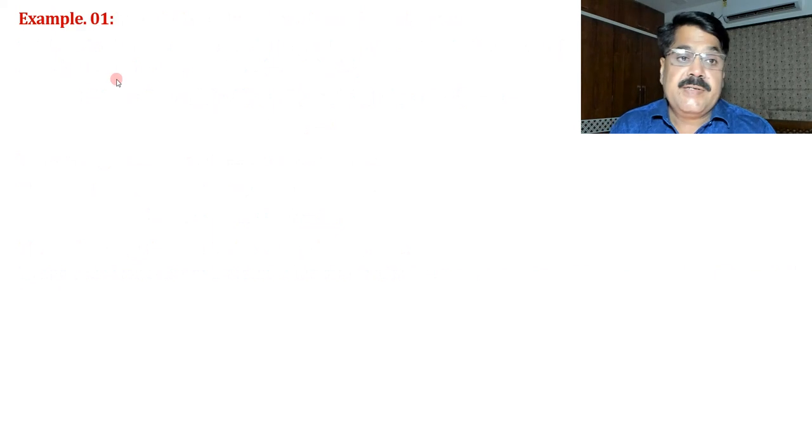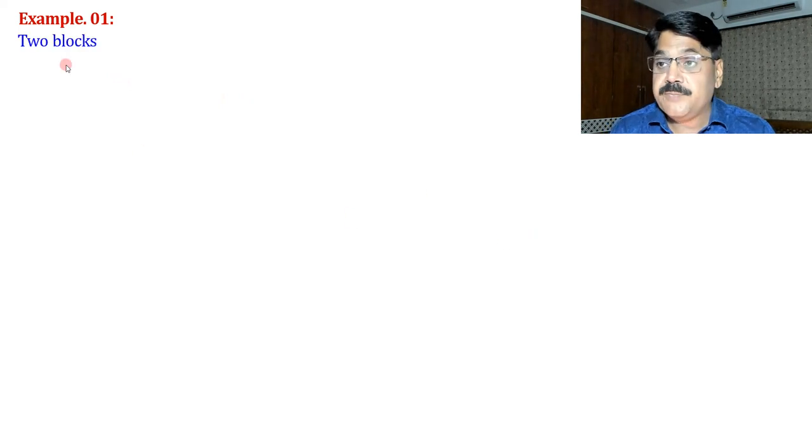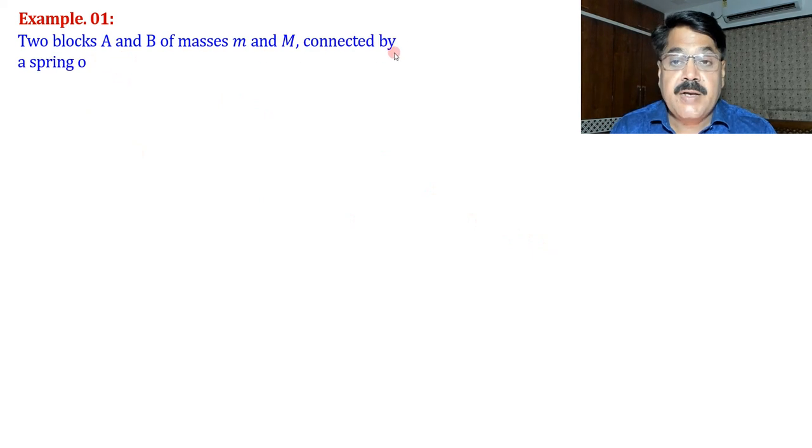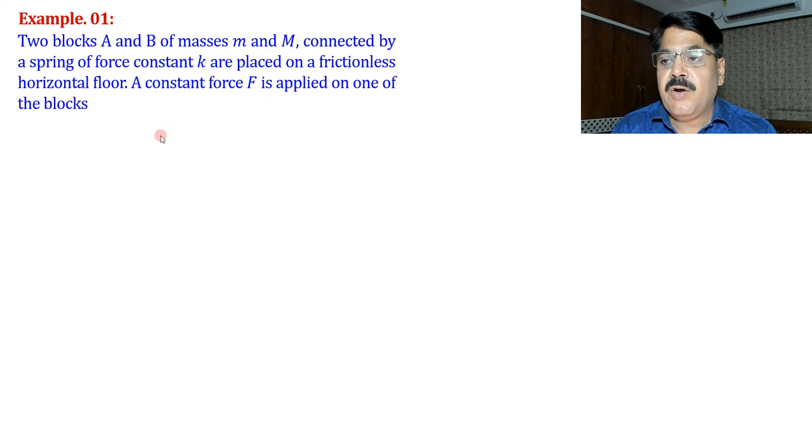Now we discuss all the things we learned in a few examples. The first example, we take what we had taken on the introductory screen. What is that? Two blocks A and B of masses m and capital M, connected by a spring of force constant K, are placed on a frictionless horizontal floor. A constant force F is applied on one of the blocks as shown in the figure.